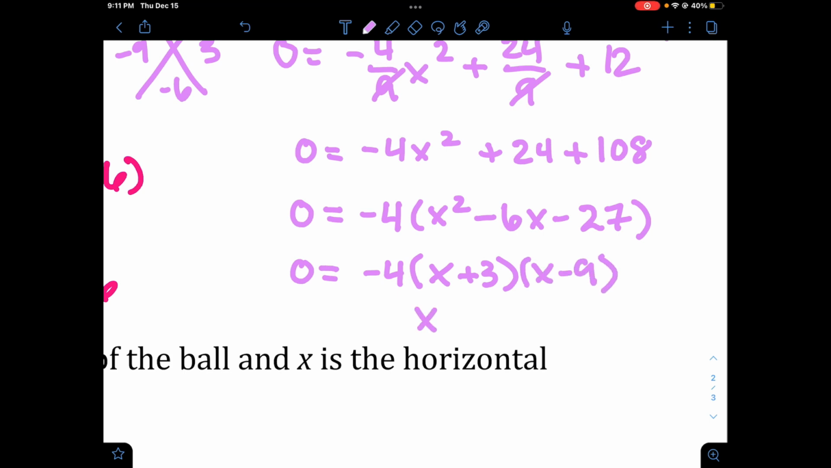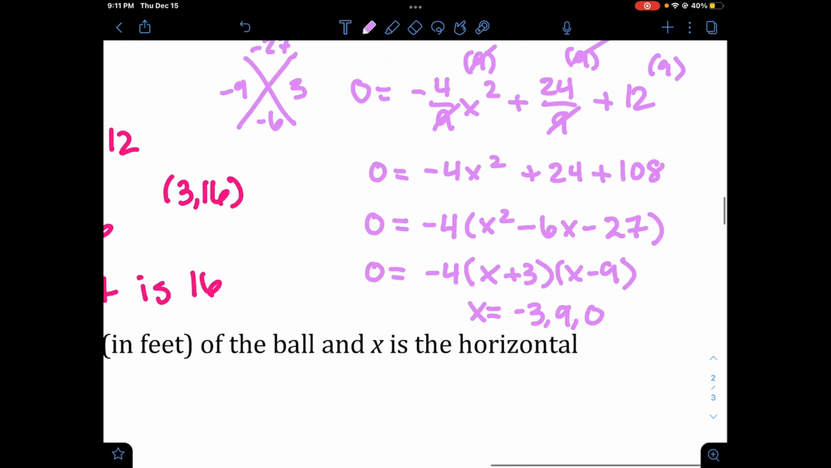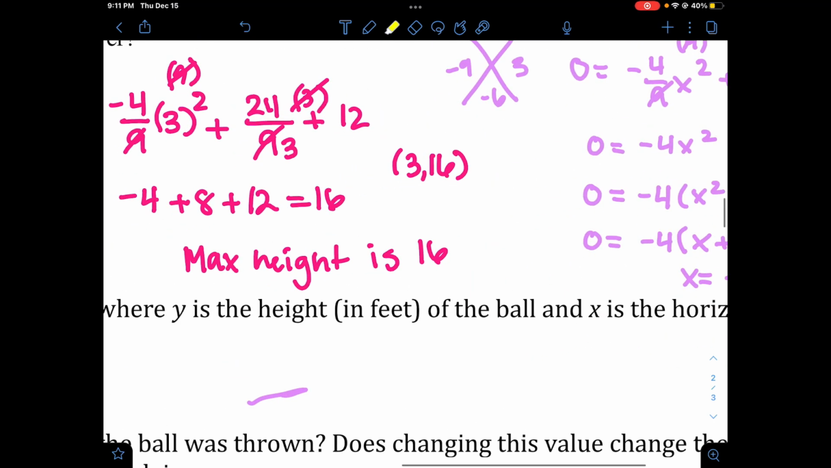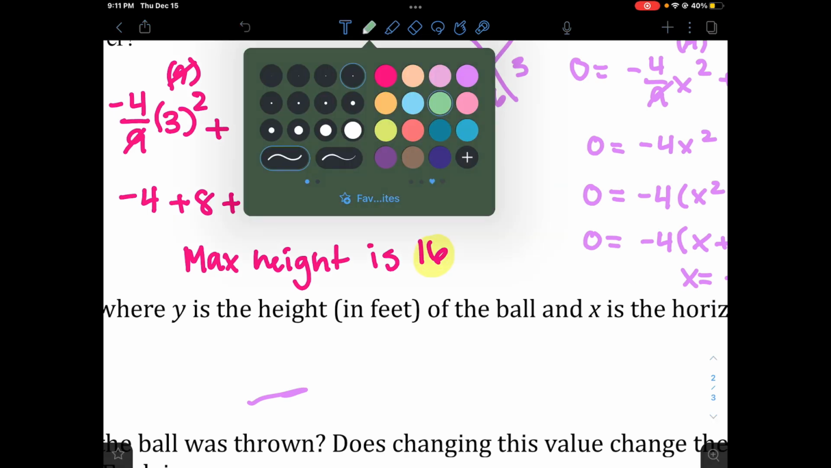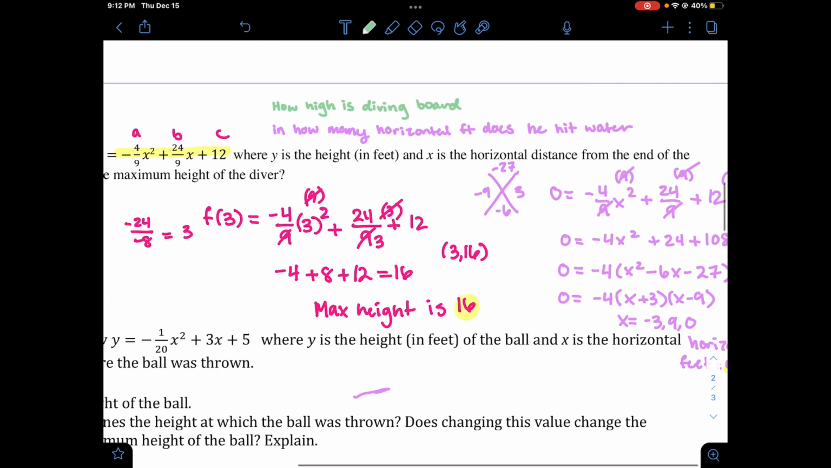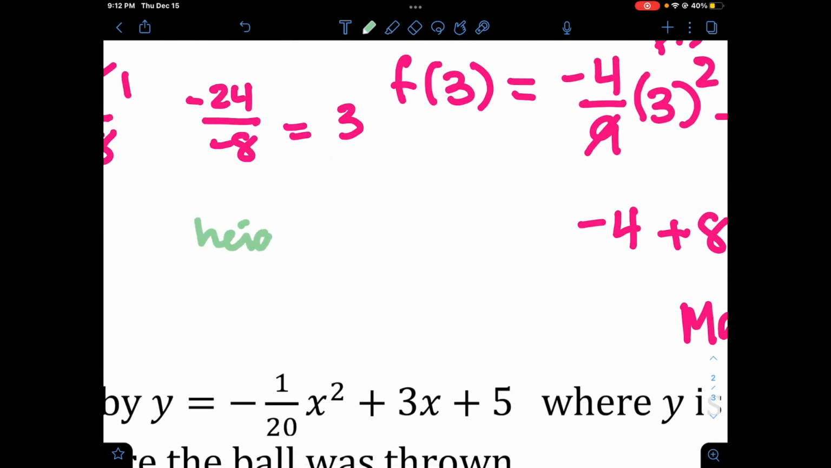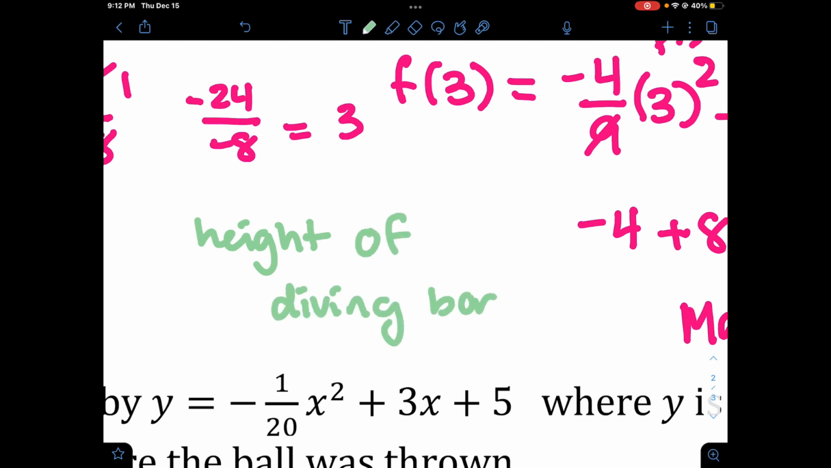So our x's would be negative 3 and 9, and we discard the negative. So that means our horizontal feet equals 9 feet. So 9 feet there. The max height is 16. And now we need to find how high the diving board is, which it tells us right here is 12. So the height of the diving board is 12.